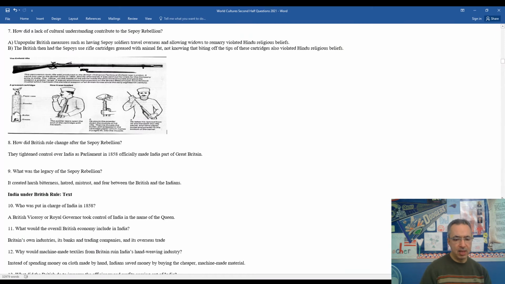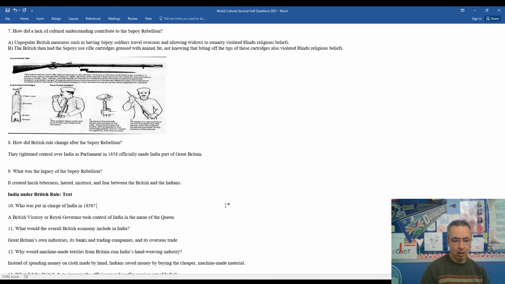What would the overall British economy include in India? Great Britain's own industries, banks, trading companies, and overseas trade all would be part of the economy in India.